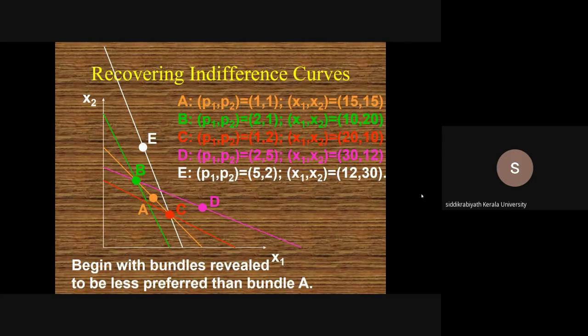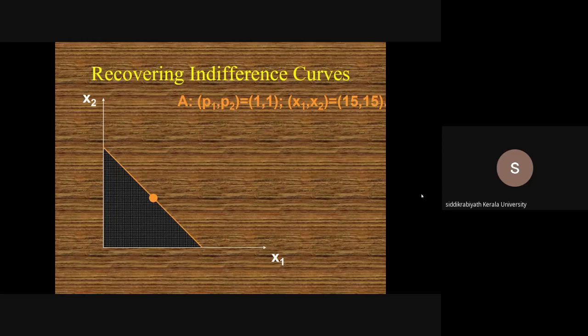So you will get all this kind. Okay, so if you strictly follow all the possibilities. Now, to make it clear to all of you, let us construct it in a different way. Suppose A, the first one, that is P1, P2 is equal to 1, 1, and X1 and X2 is 15, 15. Then you will get a graph like this.